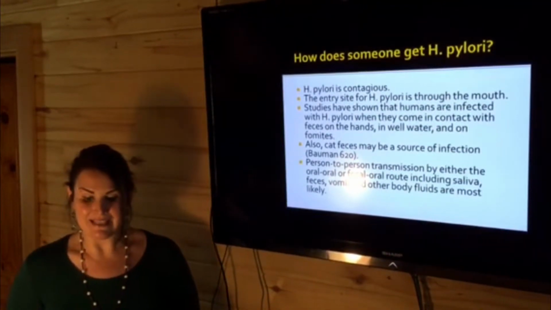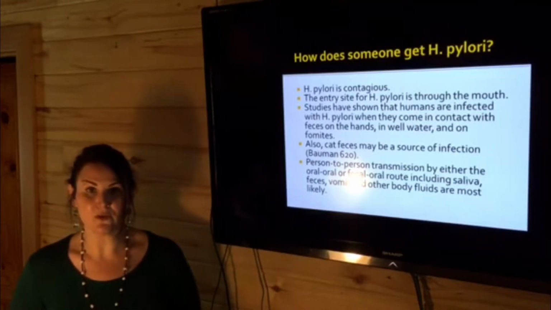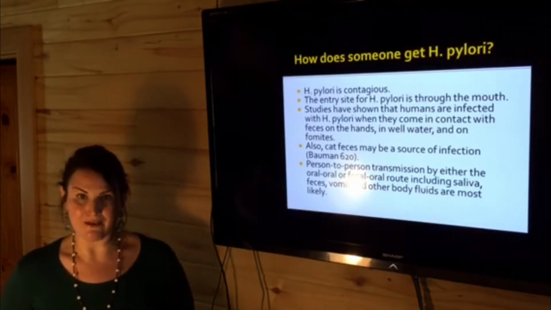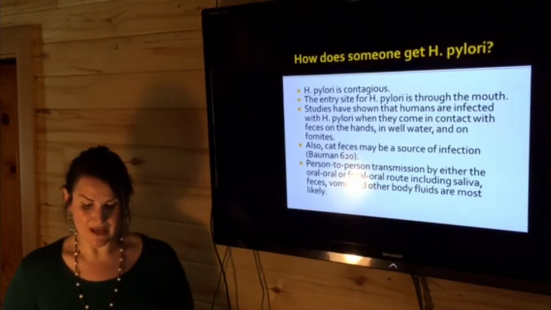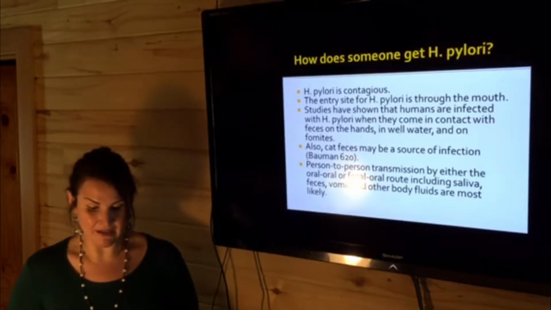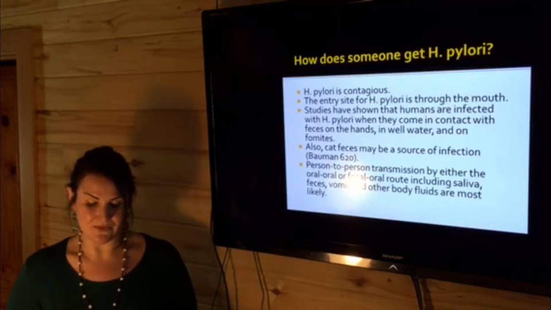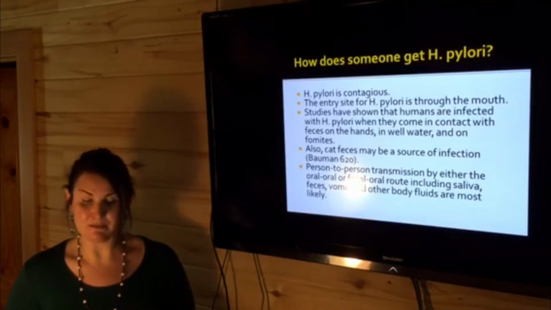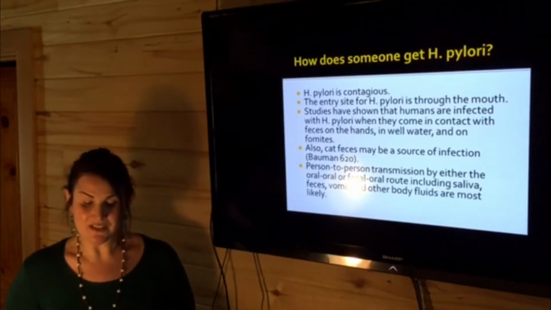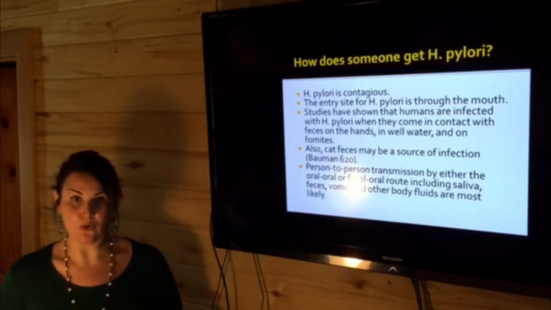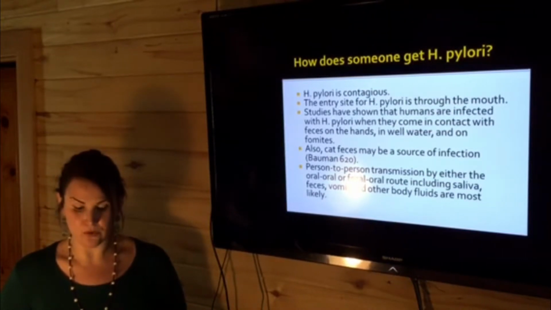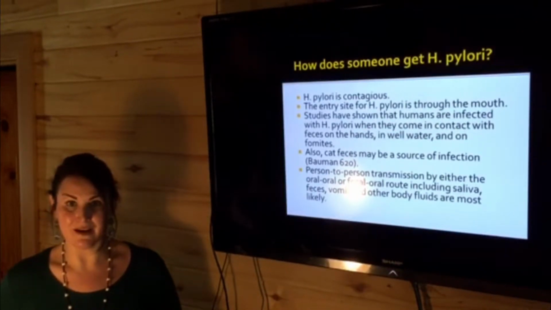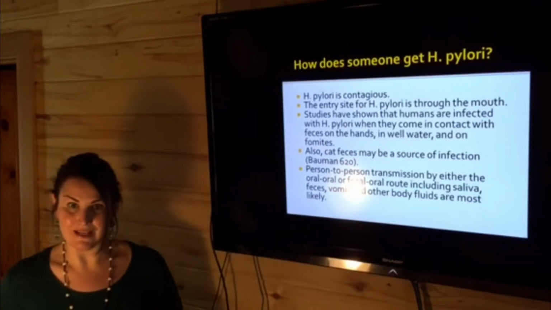How does somebody get H. pylori? H. pylori is contagious. The entry site for H. pylori is through the mouth. Studies have shown that humans are infected with H. pylori when they come in contact with feces on the hands, in well water, and on fomites. Also, cat feces may be a source of infection. Person-to-person transmission by either the oral-to-oral or fecal-to-oral route, including saliva, feces, vomit, and other body fluids, is most likely.